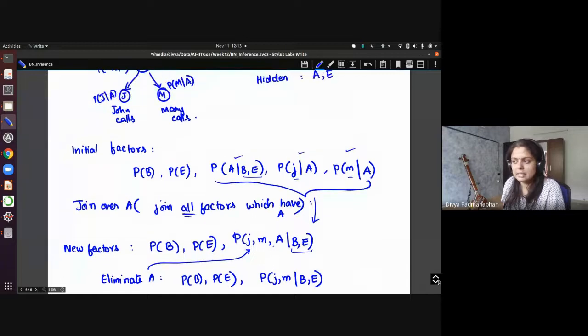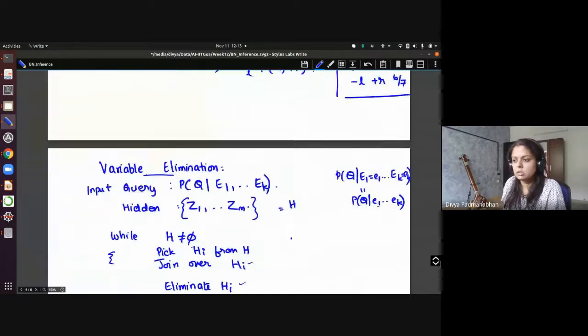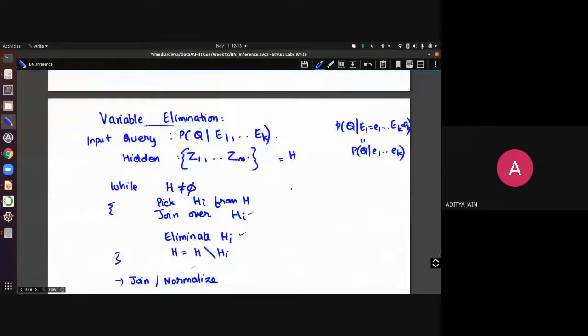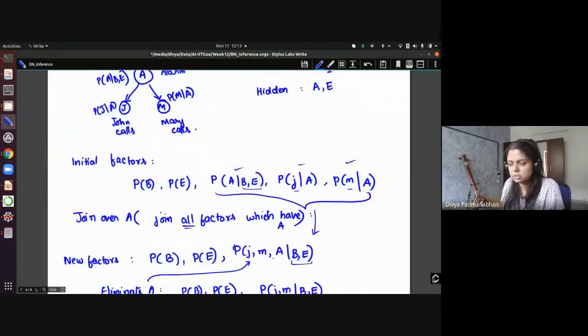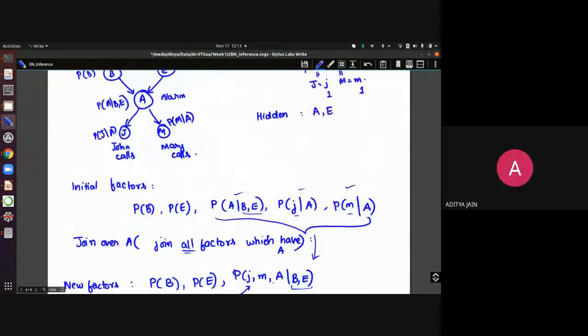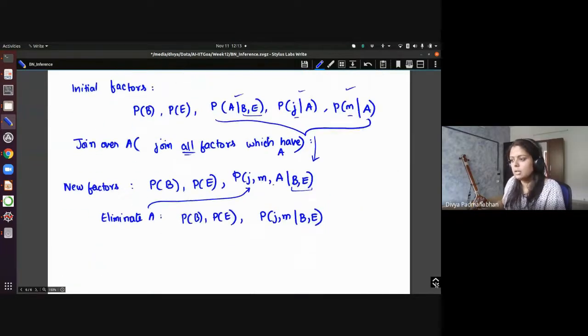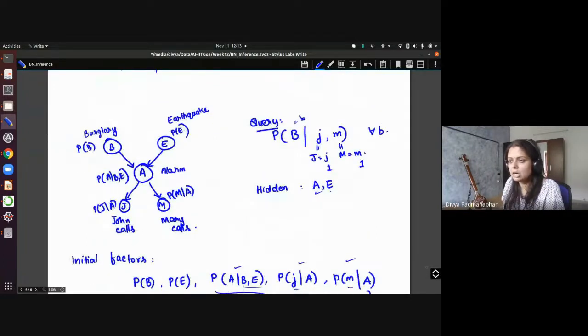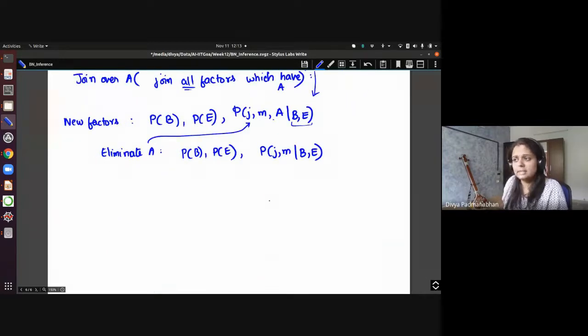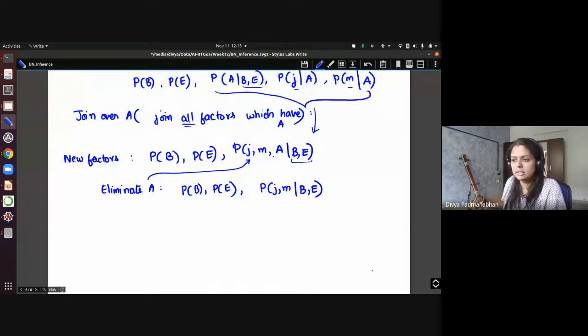So now what is the next operation to be done? The second hidden variable, which is E. So now you're done with A. So now you have to take E. It's as if you're saying that now you only have B, E and J, M. It's as if the network changes. A has been removed. All right. So now what does a join give?